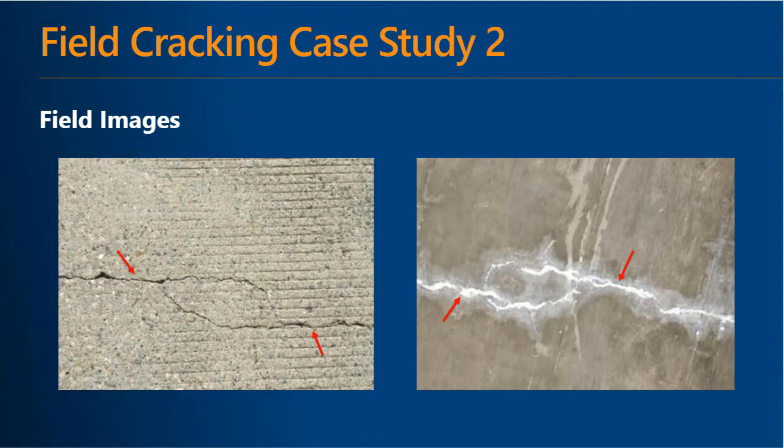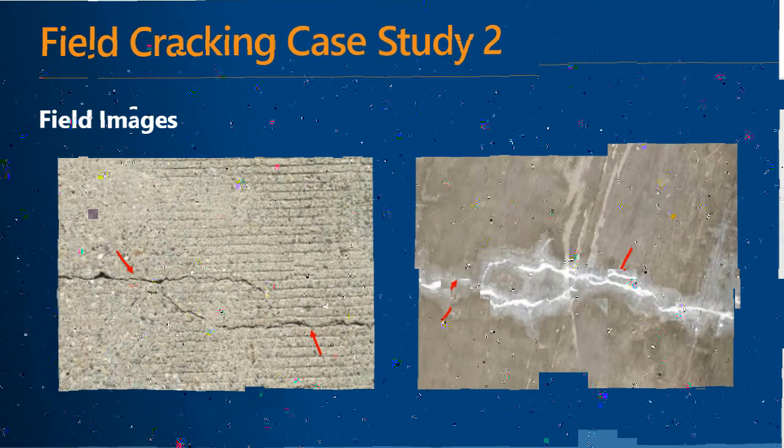And then on the right-hand side, we can see the underside of the deck with deposits exuding from the cracks. Looking at these images, it may be hard to really take a guess at when these cracks initiated. Some may look like they have some features of plastic initiation, like tearing in the paste, while others may look like they occurred at a later date.